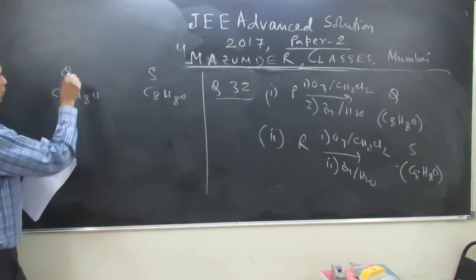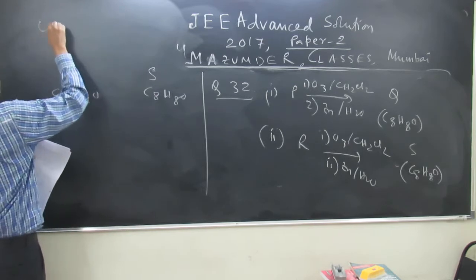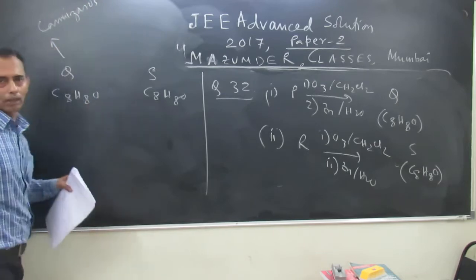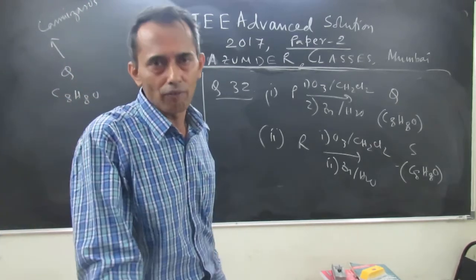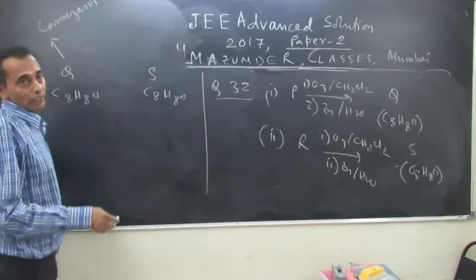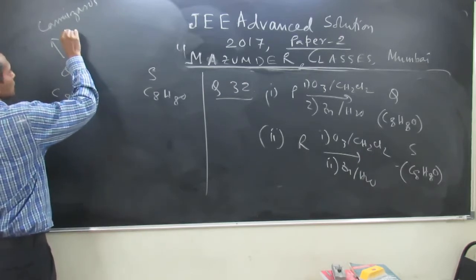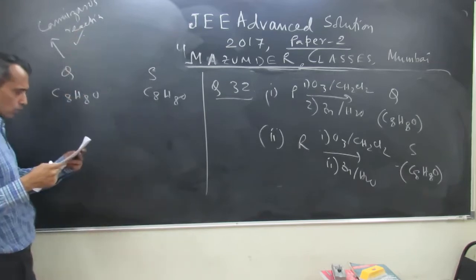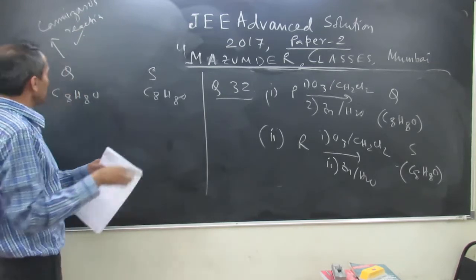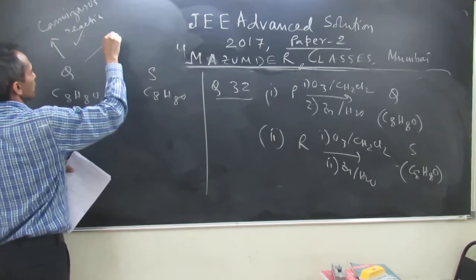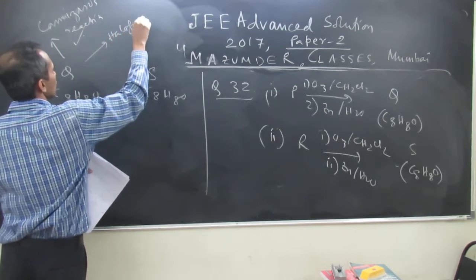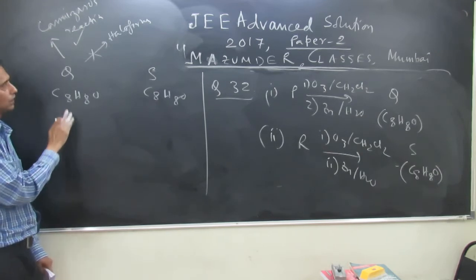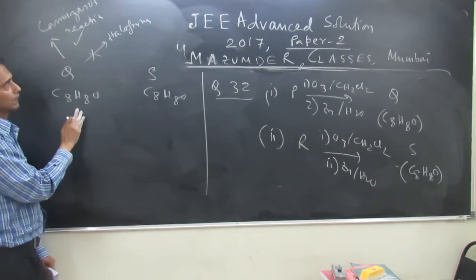Q undergoes Cannizzaro reaction. Cannizzaro reaction is given by those carbonyl compounds which do not have alpha hydrogen, excepting isobutyraldehyde. Q responds to Cannizzaro, but Q is not responding to haloform. So it is not giving haloform, which means Q should not have a keto methyl group.